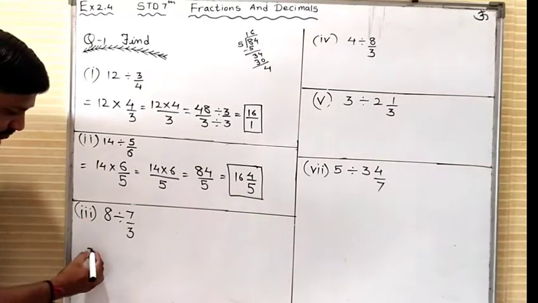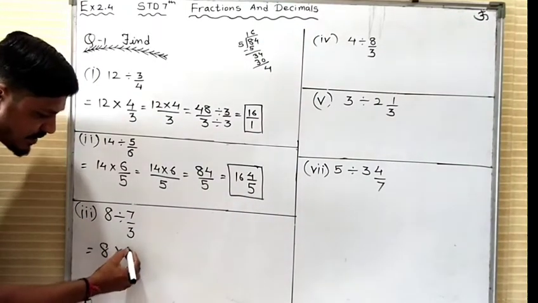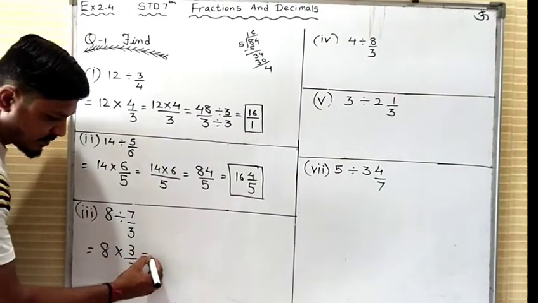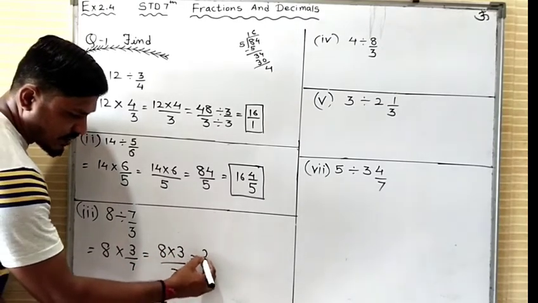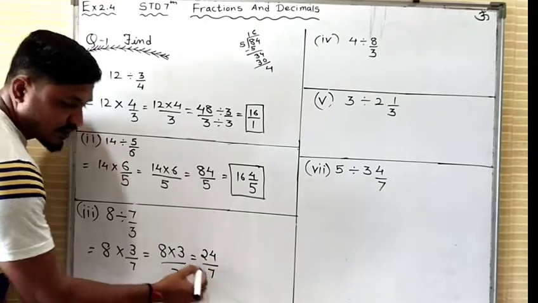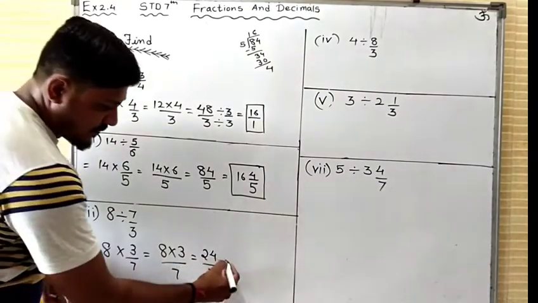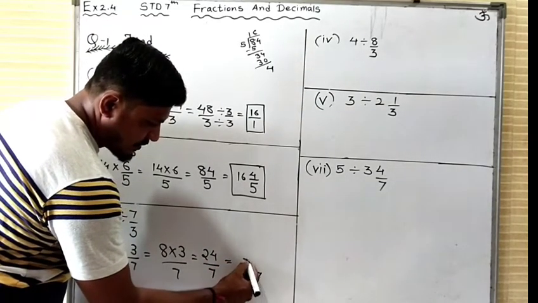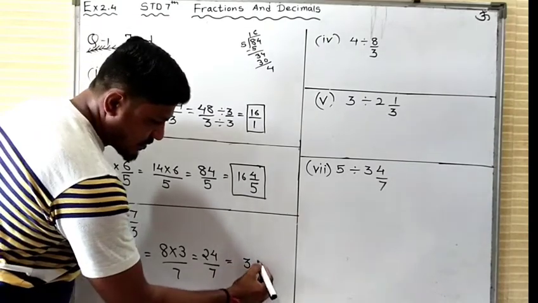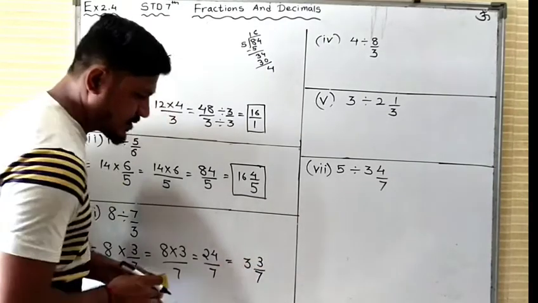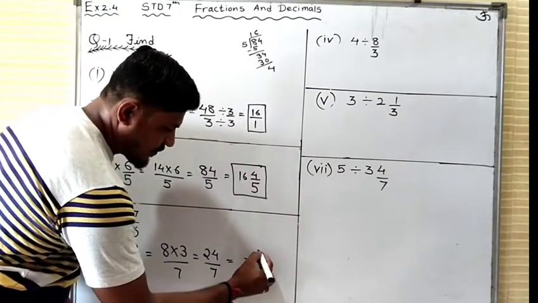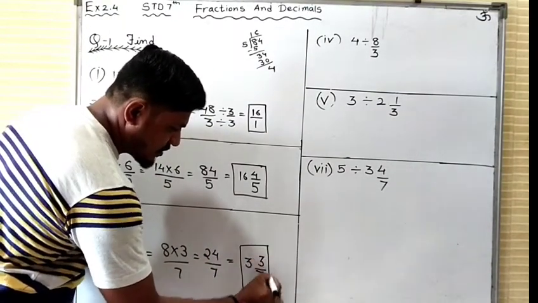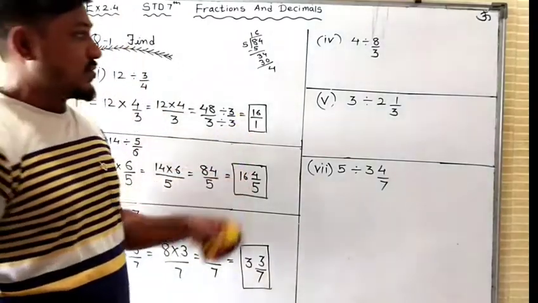Then 8 multiply by 3 by 7. 8 3s are 24. Improper fraction converted into mixed fraction. 7 3s are 21 plus 3, 24. 3 integer 3 by 7. Next one.